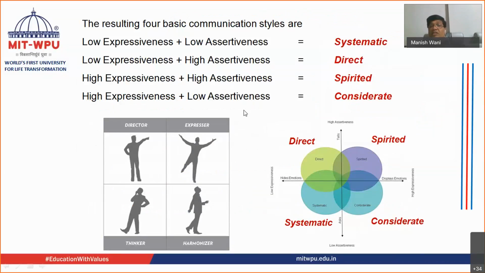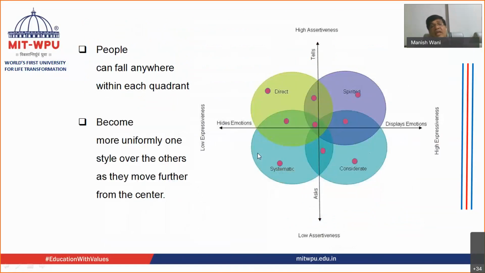I also told you to please remember this quadrant, this diagram, very nicely. Most of my slides, if you see, contain this diagram, because depending upon this diagram, you will be able to understand the things which you are going to study further. Then we have seen that each person can communicate in different ways. Some people have only a direct communication style, or only spirited, or considered, or systematic. Whereas some have a combination of direct and systematic, direct and spirited, spirited and considered, or considered and systematic.